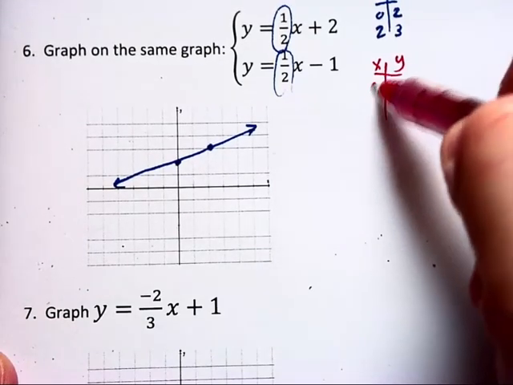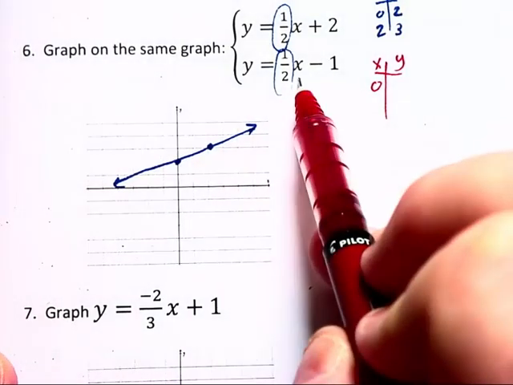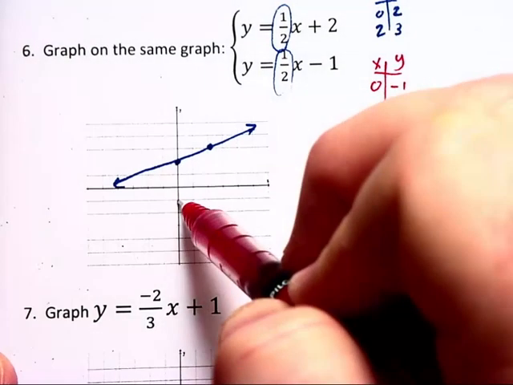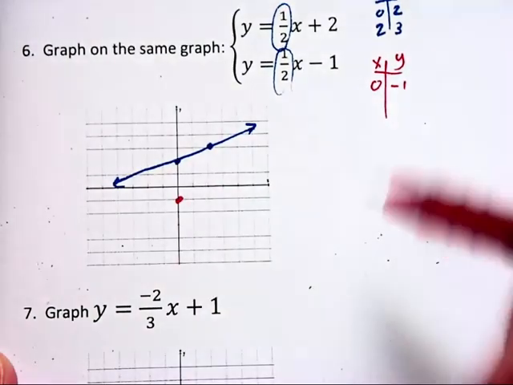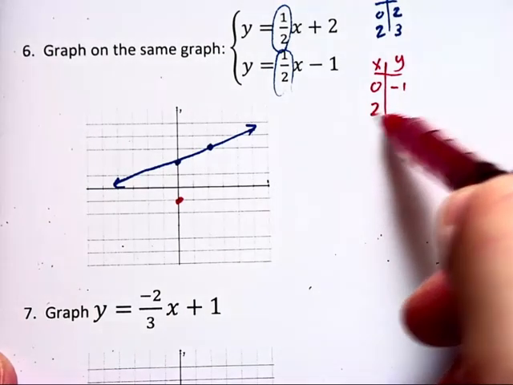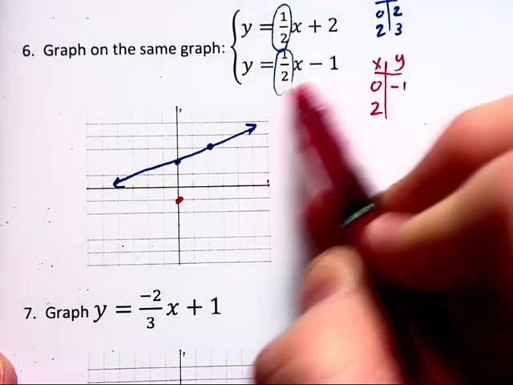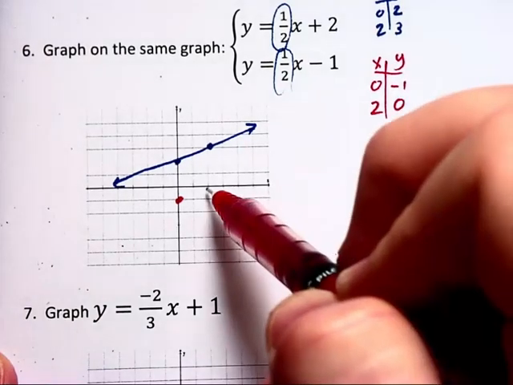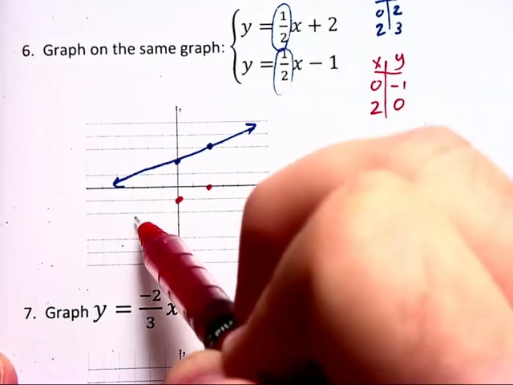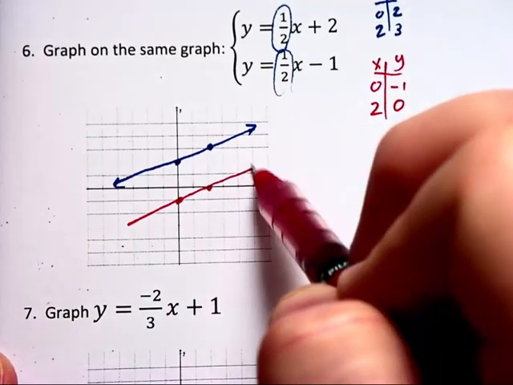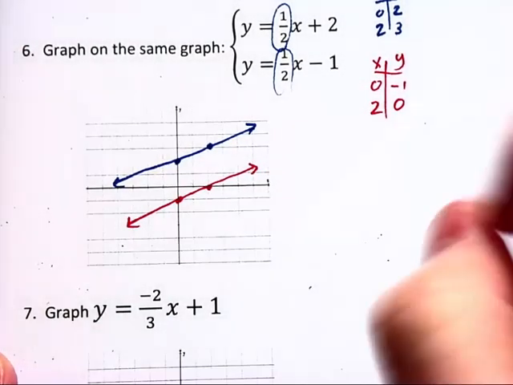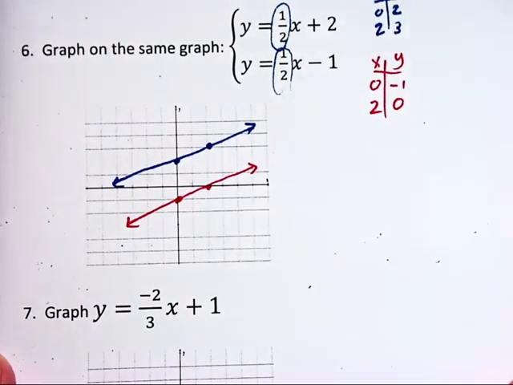The second equation, let's use the same two input values. Let's start with 0. 1/2 times 0 is 0, take away 1 is negative 1. 0, negative 1 is plotted 1 unit below the origin. When I substitute 2 in for x, a half times 2 is 1, minus 1 is 0, and we're going to have a point at 2, 0. When I graph these two lines, notice they both have the same slope, and they're parallel and they're never going to intersect each other.